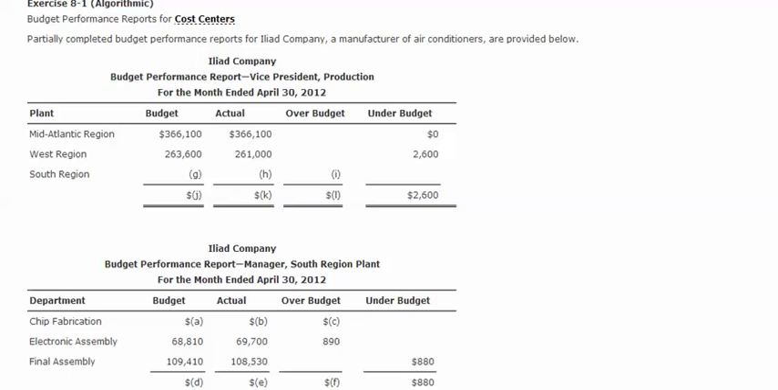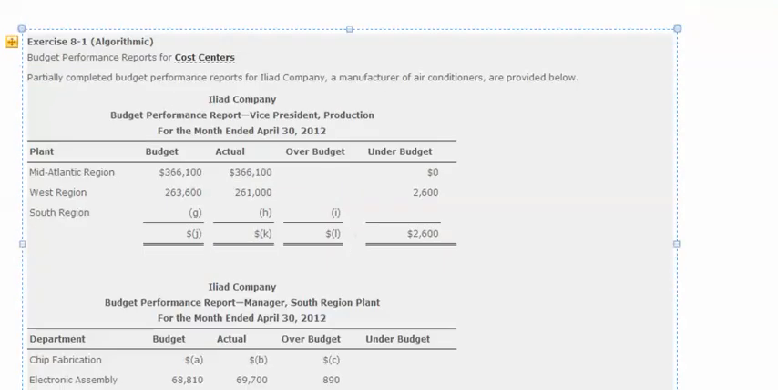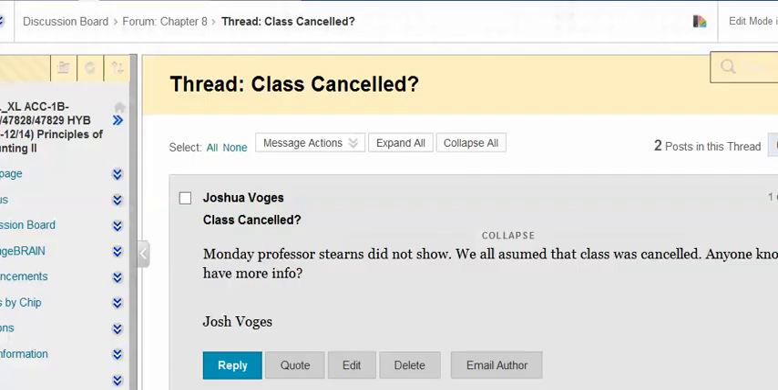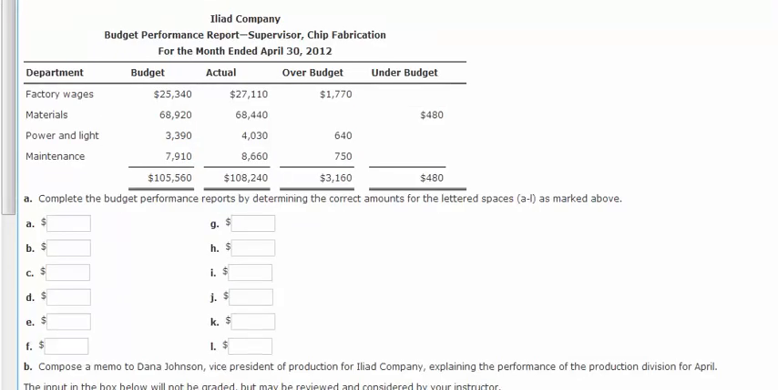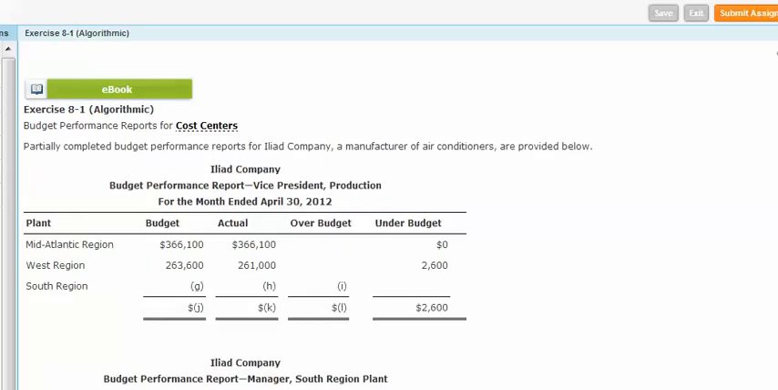This is a question from Chapter 8, Exercise number 1, and it's asking us to budget performance reports for cost centers, and of course there's no revenue associated with a cost center. So it's partially completed performance reports for iLaid Company, manufacturing air conditioners, provided below. They give us this information, and they're asking us to complete the budget performance report. So we're going to have to find the various items A through L and put those in the budget.